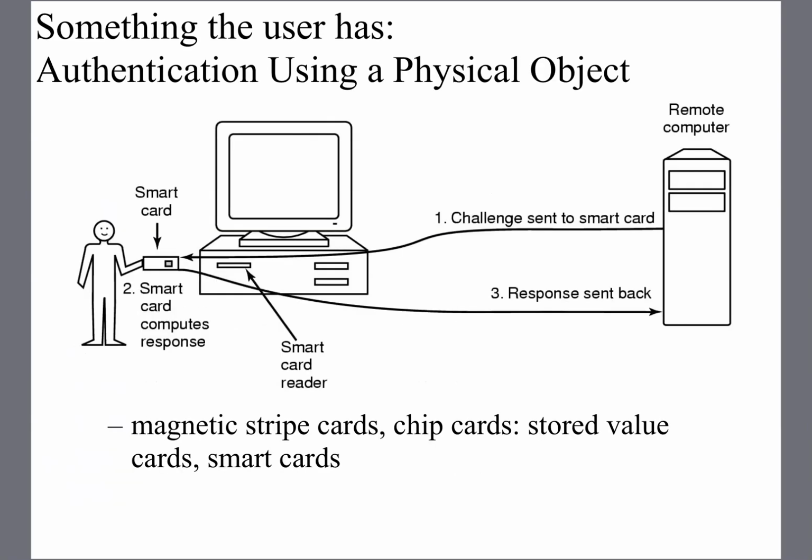Okay, and here's another approach: instead of relying on something the user knows, you can rely on something the user has, something physical. So for example, when you get into a lab, you have to swipe your ID card to get in. So that's a physical object-based mechanism. Likewise, if you're trying to use a computer, there may be a smart card reader in the computer that you have to use in order to get access.